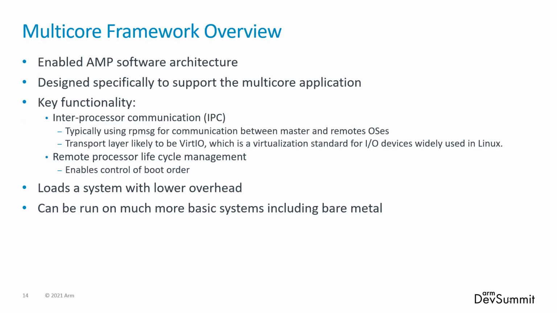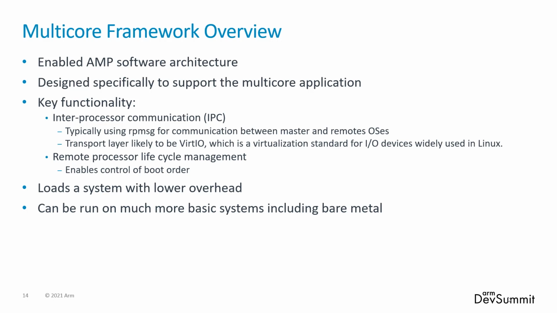Another option that we can talk about for multi-core here is something I'm going to label as a multi-core framework. What this really is, is it's enabled for an AMP software architecture. So it's designed specifically to support multi-core applications. Its key functionality here is really twofold. It's to enable the product lifecycle, so the boot up and take down of the system or the individual environments that it's booting up, as well as, once these are up, handling the interprocessor communication, or the IPC, the communication between the different environments.